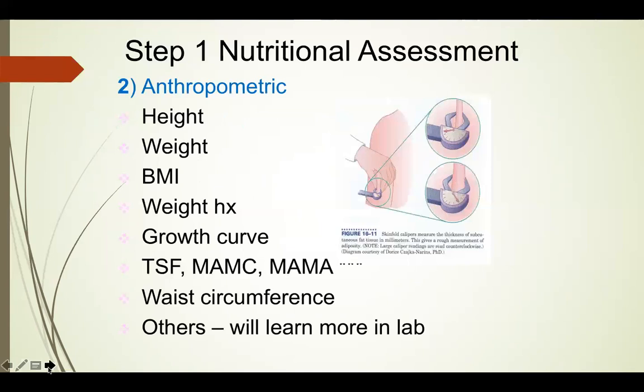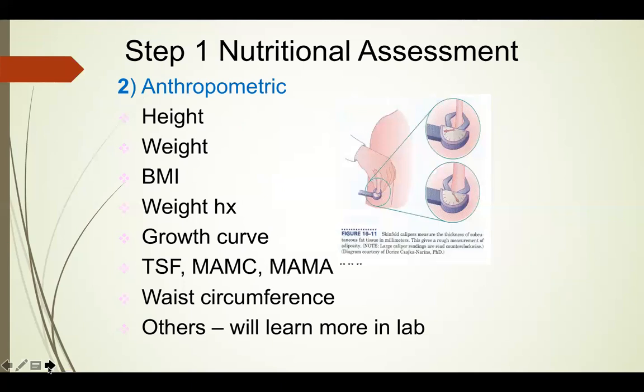The second parameter within nutrition assessment is anthropometrics. So anthropometrics are things that can be very easily measured on the human body. So the height, the weight, the BMI can be calculated from height and weight measurements. A weight history. Have they always weighed this much? Did they recently gain weight? Did they recently lose weight? Were they trying to gain that weight, or was it unintentional? Were they trying to lose that weight, or was it unintentional?